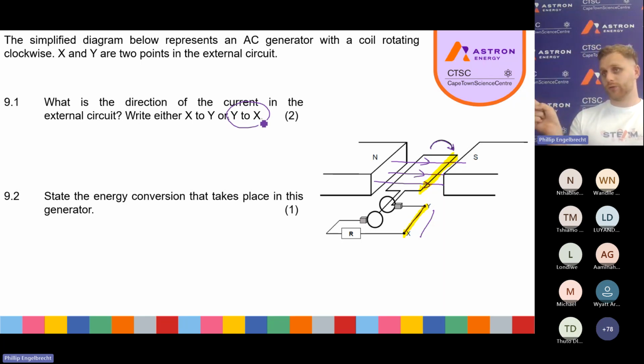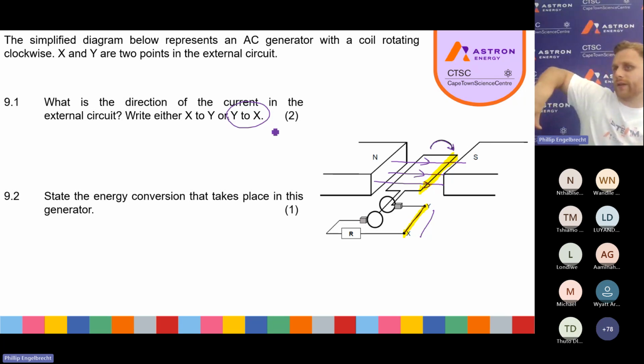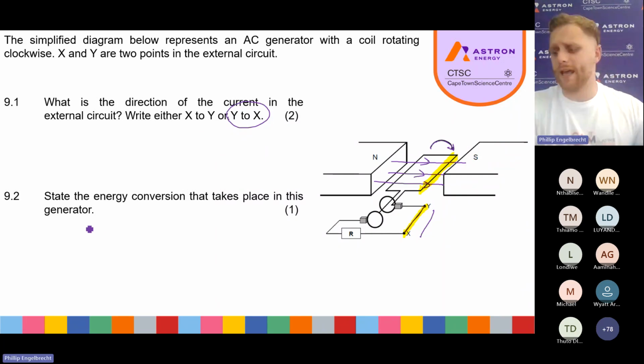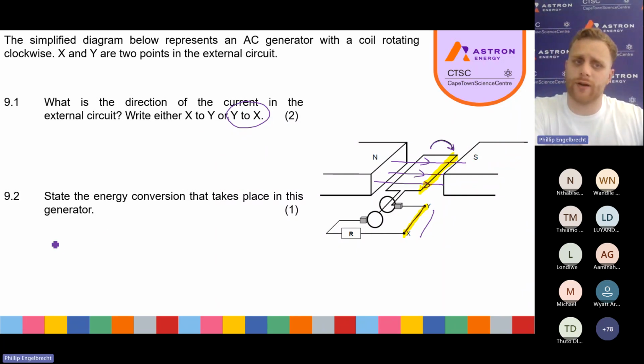Again, start with your finger. The magnetic field always goes from north to south, so it's going from left to right. What's happening to that side of the coil? It is being moved down. And then finally, you shoot out your finger. It's going from Y to X. There we go. State the energy conversion that takes place in a generator.